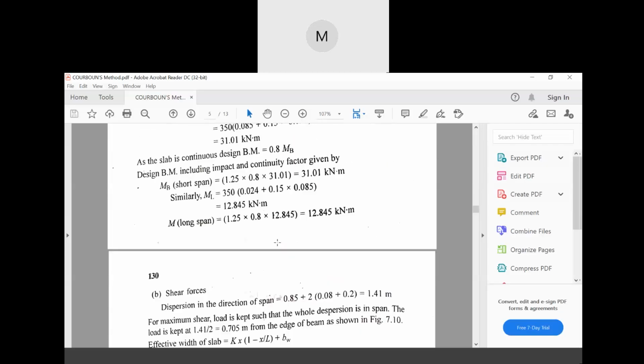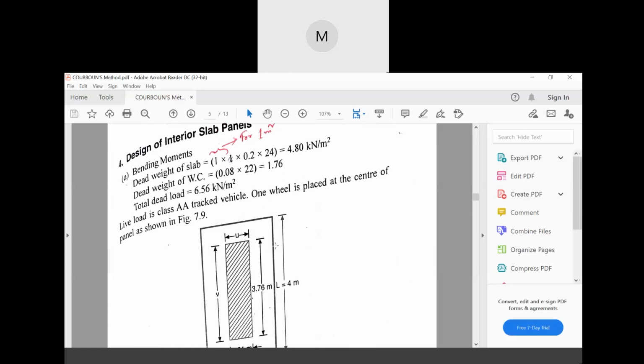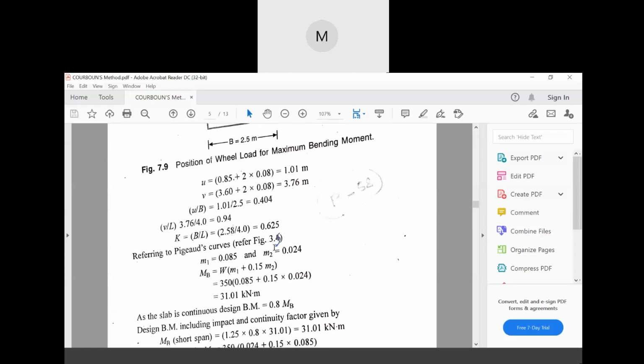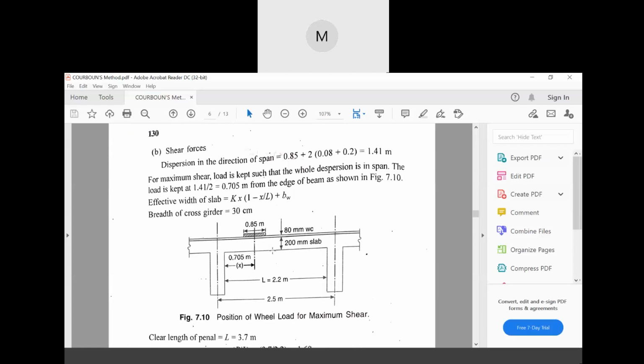In the last class we discussed finding the bending moments using Courbon's method. Yesterday also there was a numerical in the question paper. I hope all of you have solved it.